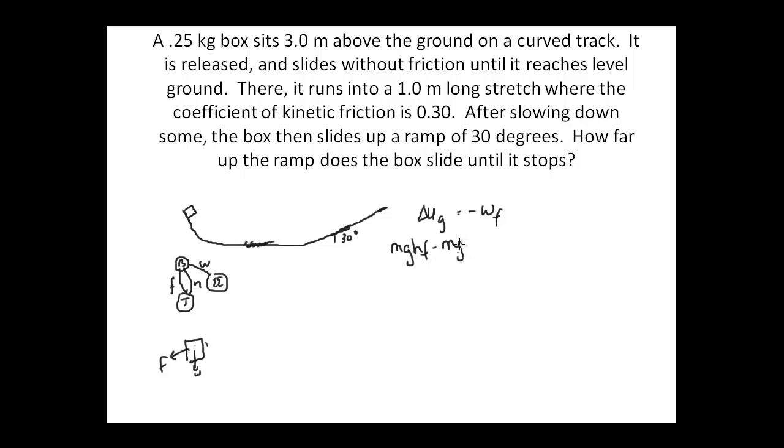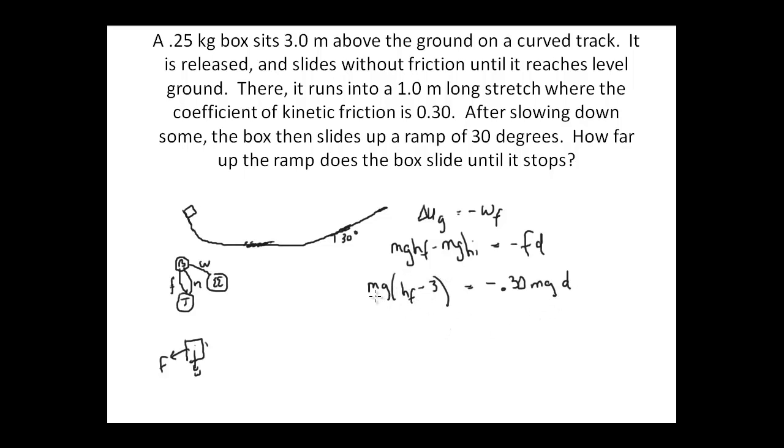Alright, so we have mghf minus mghi equals the negative force of friction times d. Now the final height we don't know, but we do know the initial height is 3. So this is mg times (hf minus 3). So I did a little factoring there. Equals negative 0.3, mu, times m times g times d.